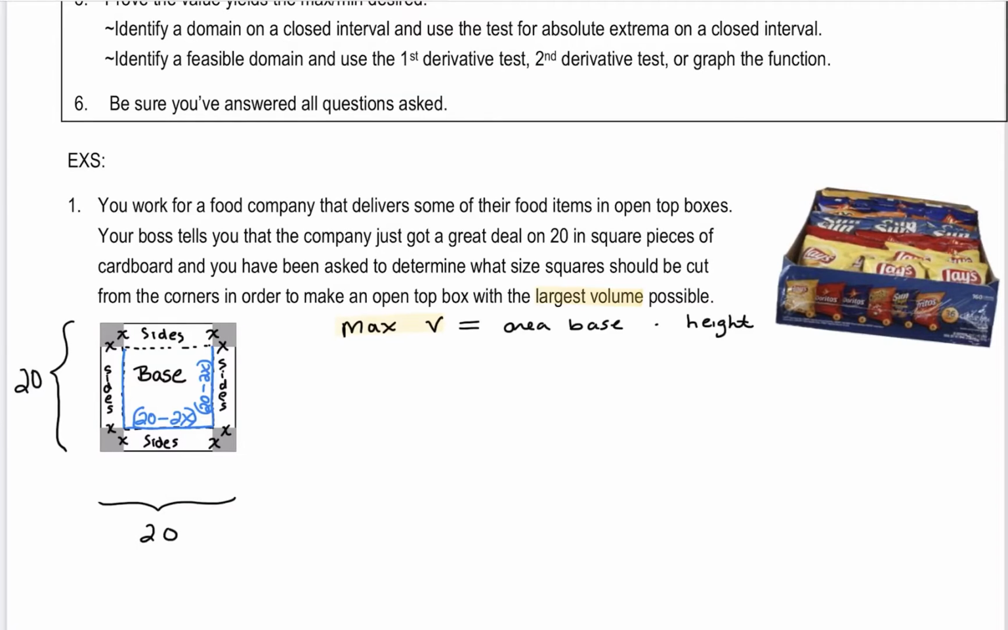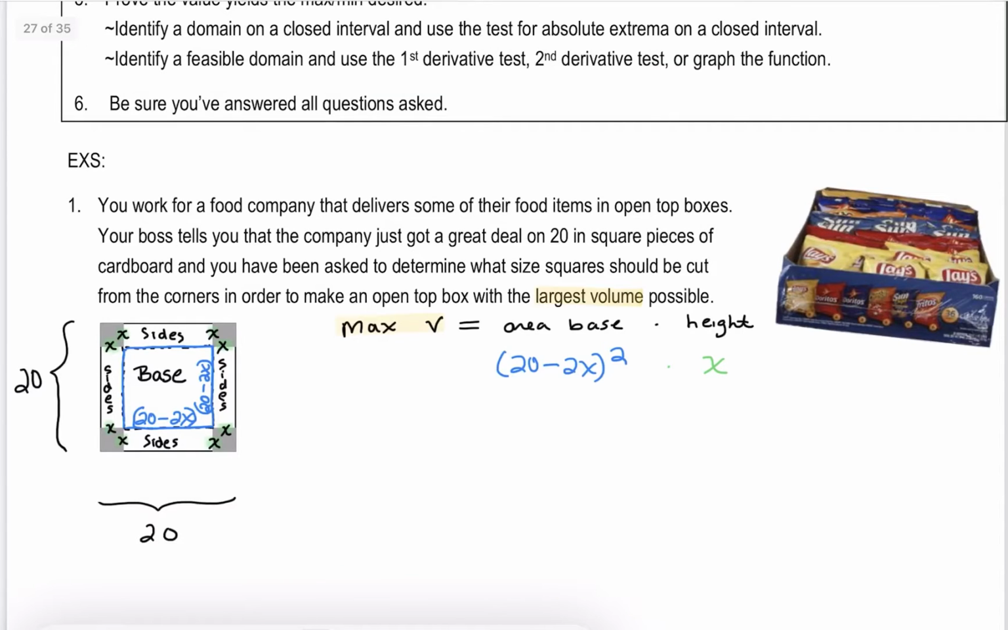All right, so when I think about the area of the base, that is going to be the 20 minus 2x times itself. So let's just write that as squared. All right, then times our height. Well, our height in this case, when I lift up this flap, is just going to be this x right here. So as we lift up each of these flaps, this is now going to be the height of our box. And so the height is going to be x.